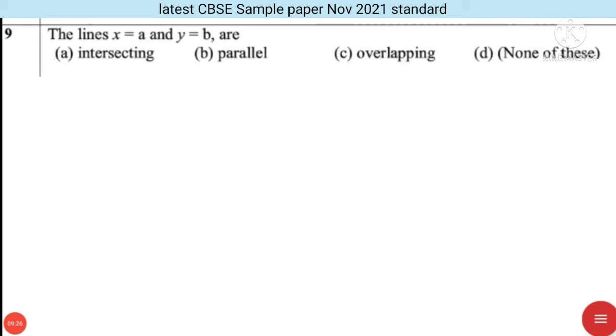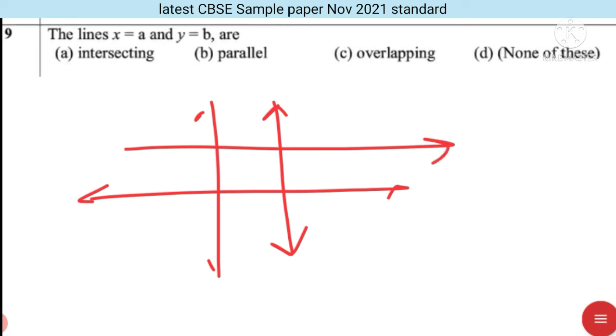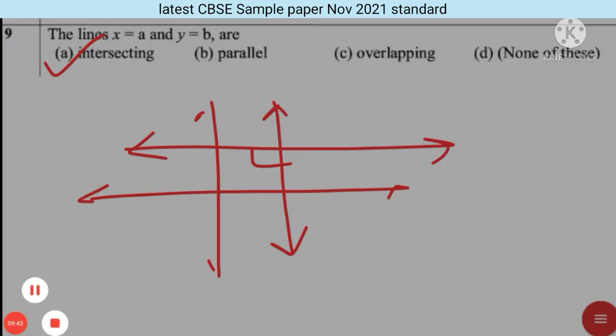In question number 9, we have to tell lines x is equal to a and y is equal to b are dash. So clearly line x is equal to a is a line parallel to y-axis, and y is equal to b is a line parallel to x-axis. So they are clearly intersecting each other, and that too perpendicularly. So A is the correct answer.